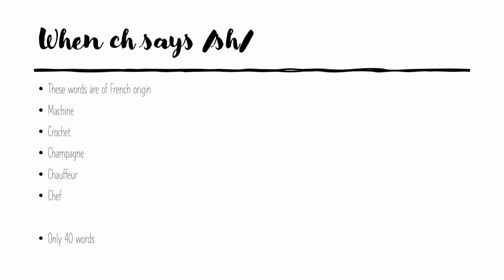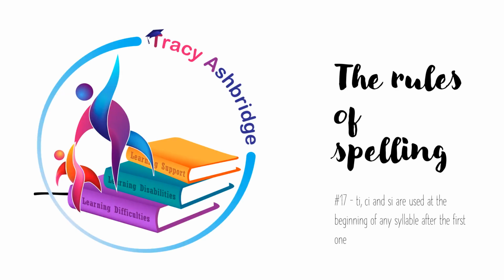So ch can also say the sh sound, and most of those words are French in origin. So if we look there, we've got champagne, chauffeur, chef, and it only happens in about 40 words, but it's important that the children know that sometimes that ch is going to say sh. It also says the sound k in Greek words, and that's for another video.